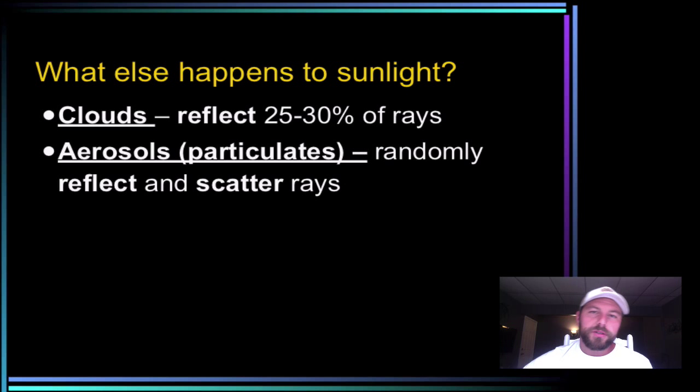Okay. There are some other things that happen to sunlight. Clouds, they're going to reflect some of that visible light coming in. Also a little bit of the UV gets blocked out by that too. Aerosols or particulates in the atmosphere, they'll also reflect and scatter some sunlight too.